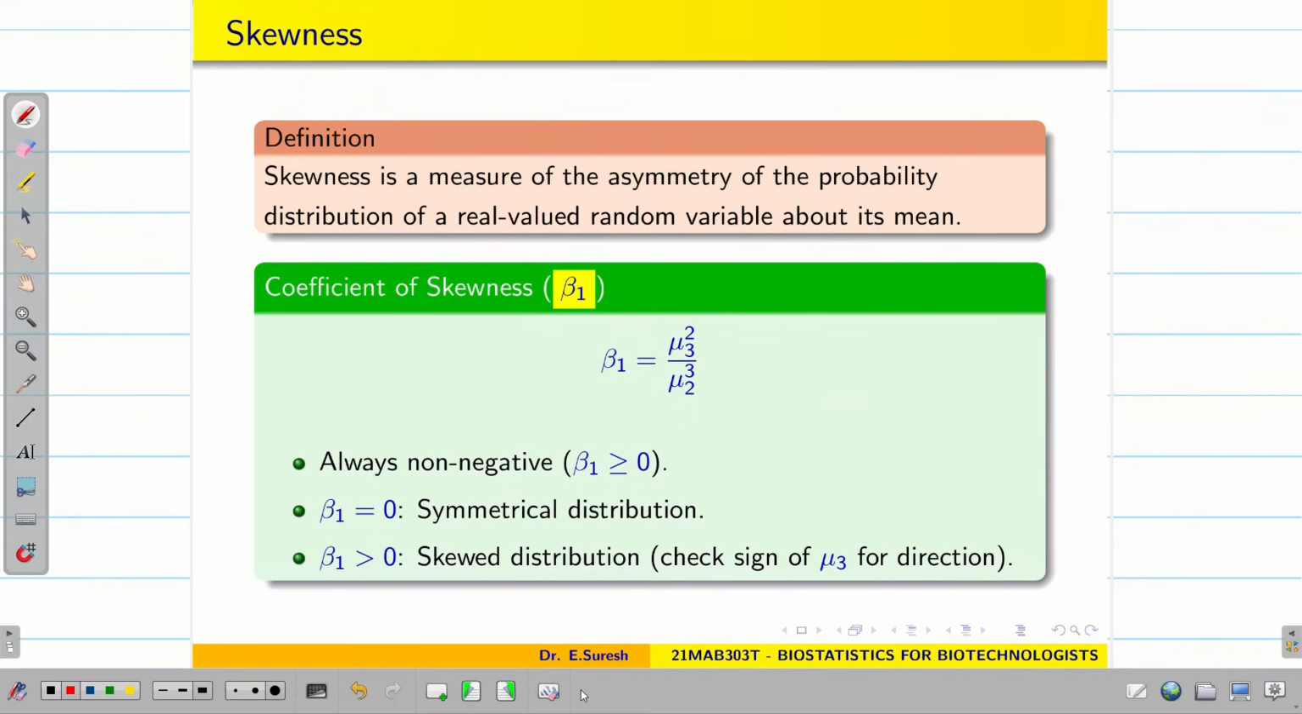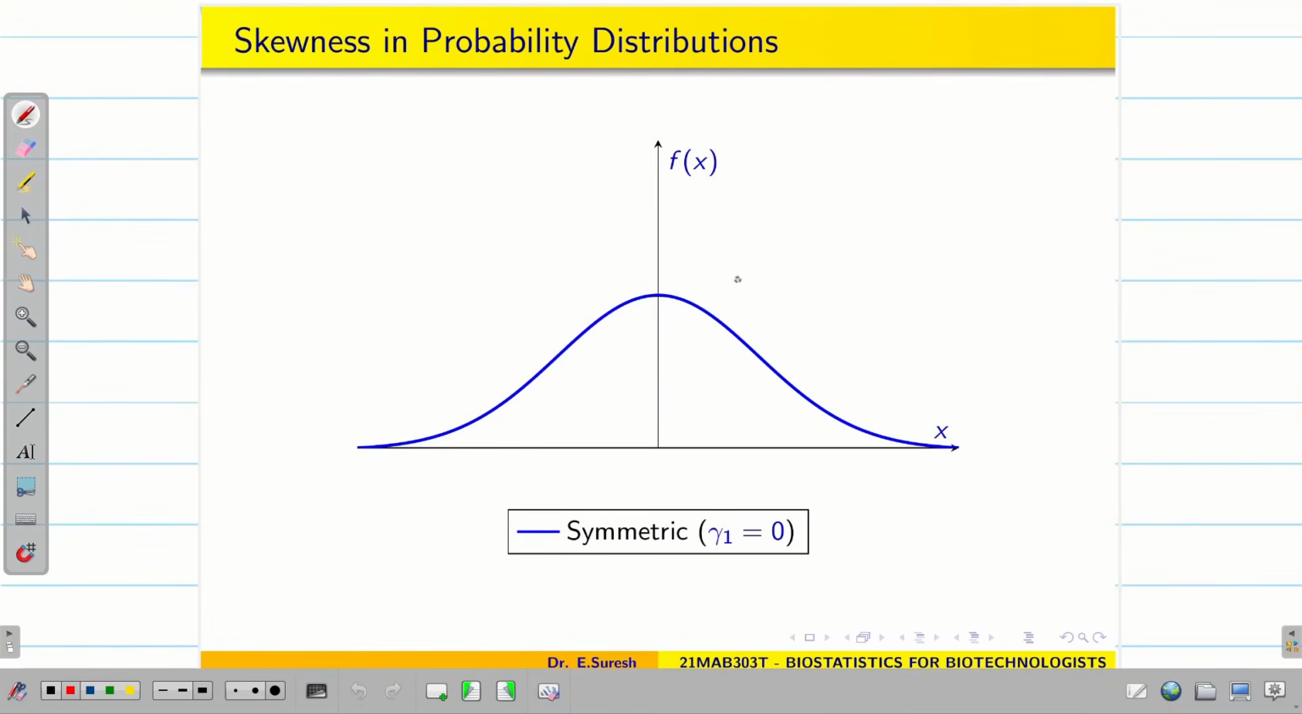So let us see the pictorial representation. Yeah, this is the symmetric curve. If the curve is symmetric, then gamma 1 is equal to 0. This is the measure for skewness.